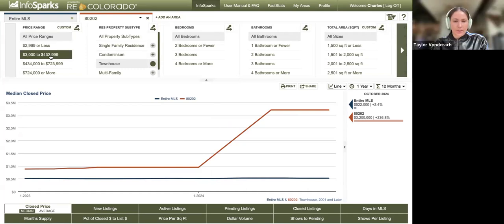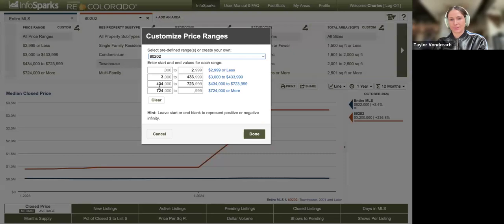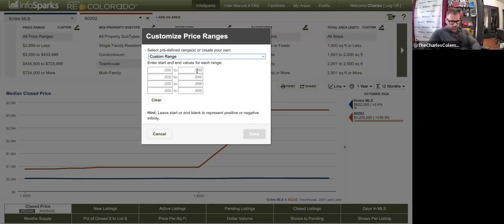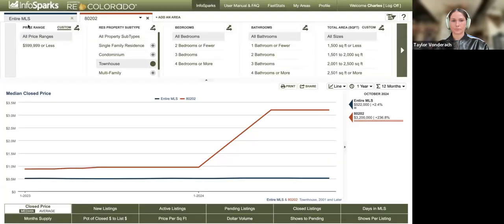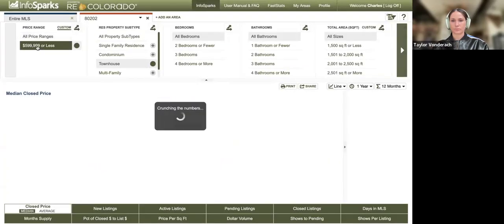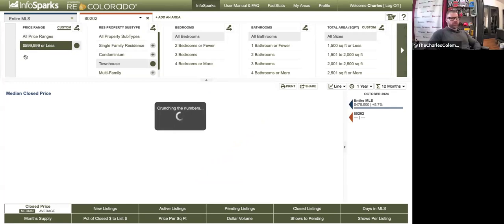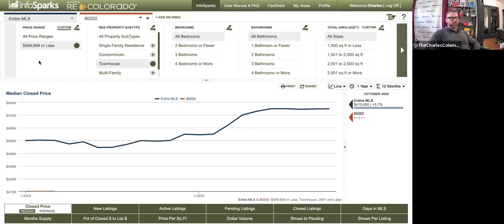Yeah, I was trying to play with it. I want to keep it under 600,000, but they break it up very weird if you hit custom to only ending in something like 999, which is unfortunate. Yeah. So we can just go, I guess, $599,999 or less. Is how we'll kind of play with this.